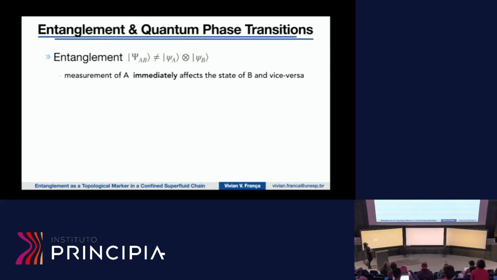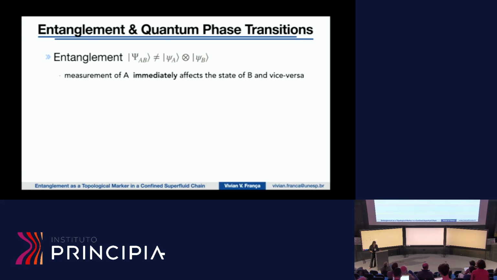So if you have just two parts in your system, A and B, and they share entanglement between them, that means you cannot write down the wave function of the total system as a product state of the individual states of the subsystems, right? And that means that, in practical terms, any measurement on one of the partial states will immediately affect the state of the other.